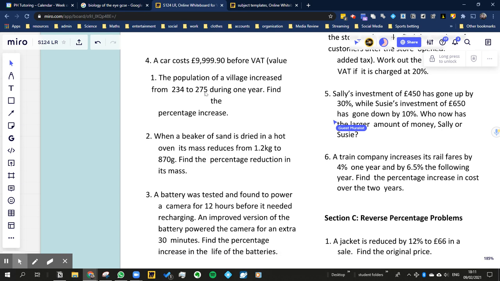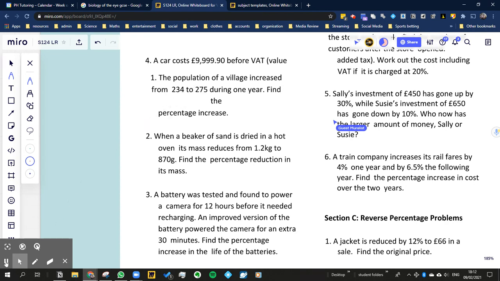So it says find the percentage increase. Well, the first thing we want to do is find out the actual increase. If it went from 235 to 275, well, the increase is going to be 275 take away 234. So what would that be? So the increase is 41. So we want to know what fraction of 234 is 41.